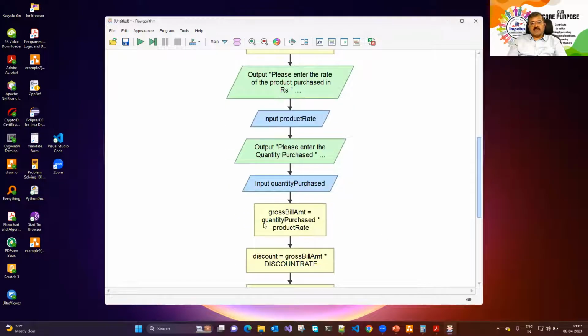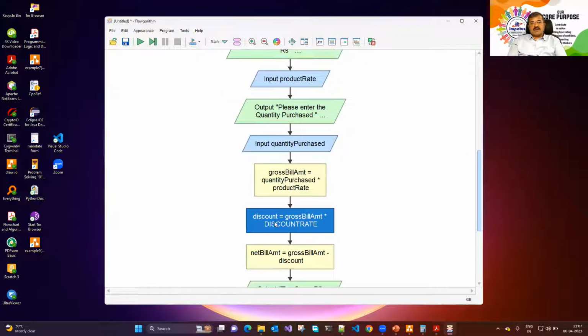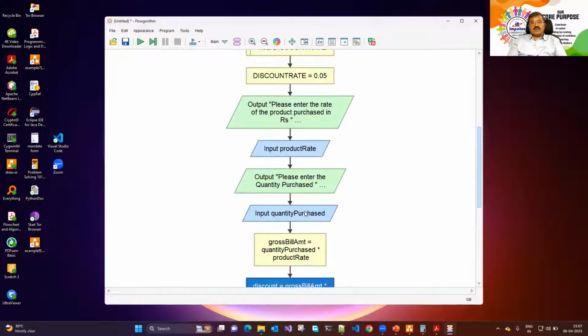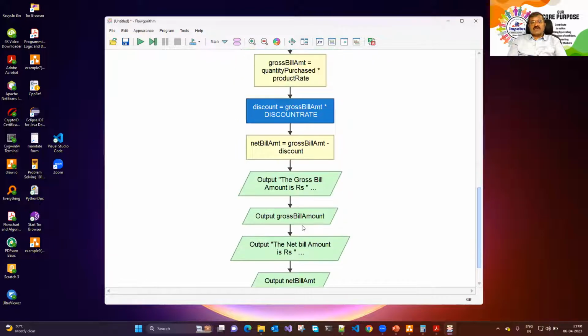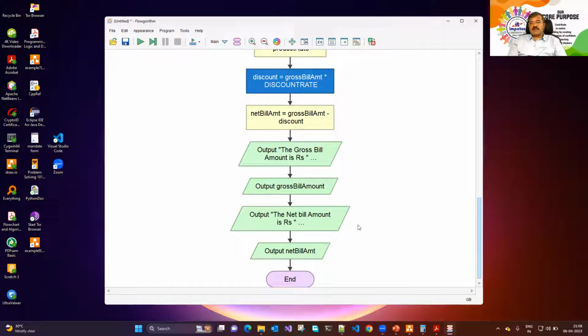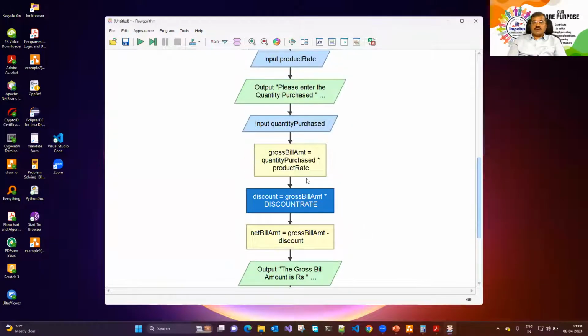Then we calculate the gross bill amount, that's nothing but the quantity purchased into product rate. Then we calculate the discount, that's gross bill amount into discount rate. Discount rate we have taken as 0.05, that's 5%. Net bill amount is gross bill amount minus discount. And then we display the output: gross bill amount is gross bill amount, net bill amount is net bill amount, and so on. So that code we have now written.